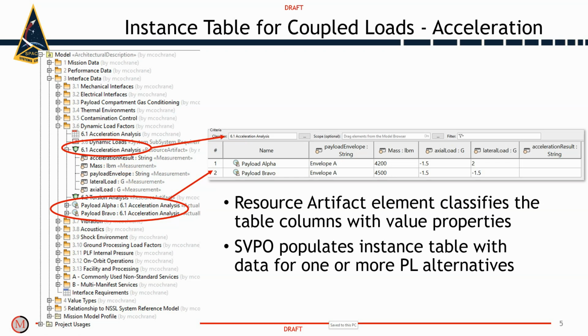So what we do is we use that resource artifact to classify what's called an instance table in the EMRA. All it is just a table, but the properties, those value properties such as mass, payload envelope, lateral and axial load, what they do is they provide the column headings for the table. And instances are elements that the Space Vehicle Program Office populates in there. Like, for example, in this case, they may have 2 alternative payloads, payload alpha and payload bravo. Both use envelope A outline. They have different masses, and they have slightly different axial and lateral load and g-forces requirements. So this is data that the SVPO would populate in the instance table.